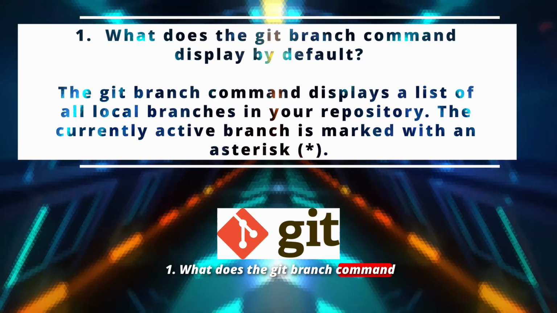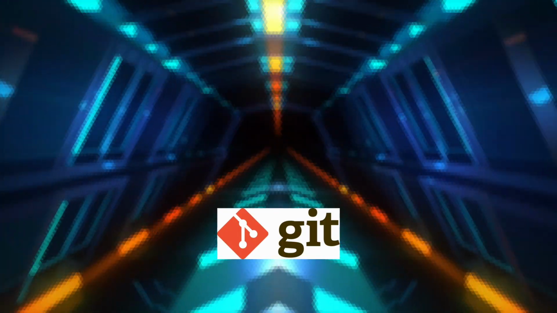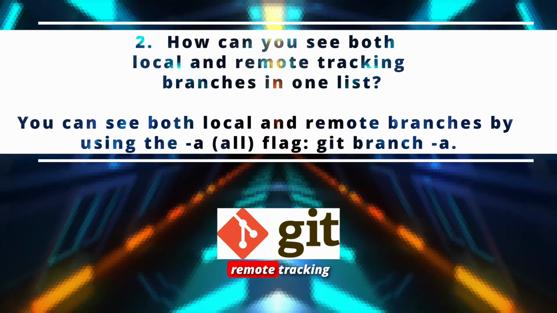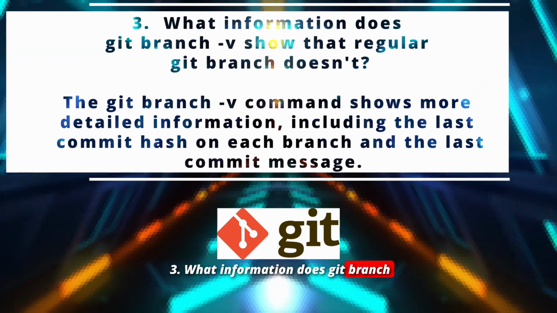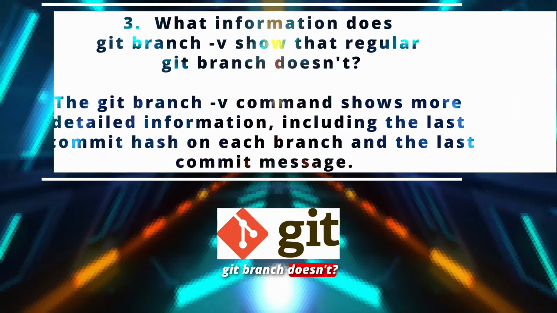1. What does the Git branch command display by default? 2. How can you see both local and remote tracking branches in one list? 3. What information does Git branch -v show that regular Git branch doesn't?